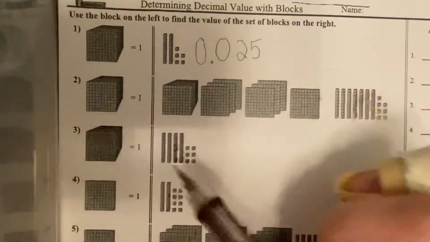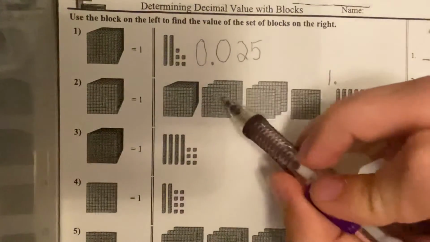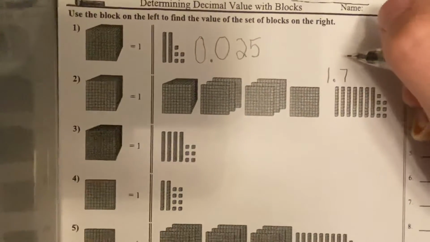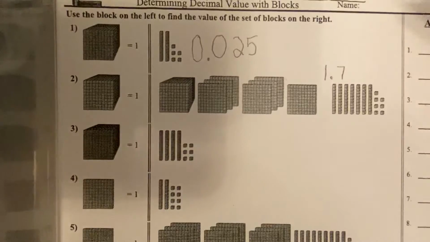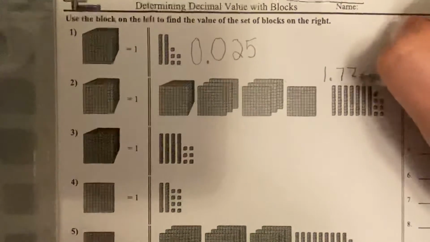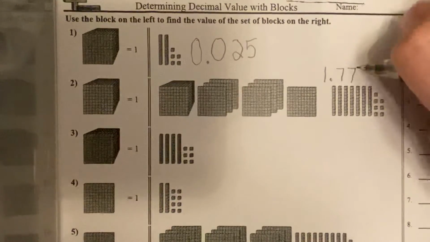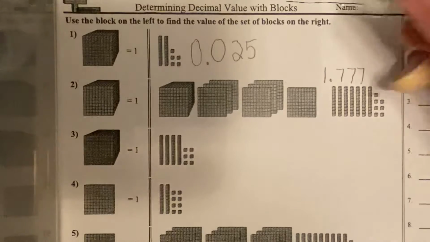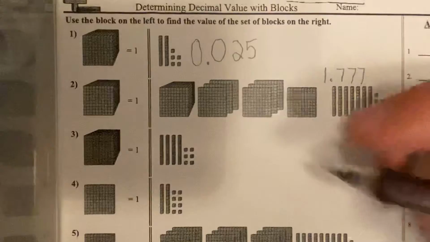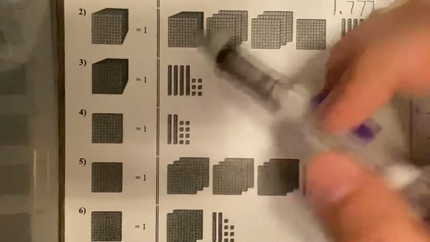My next one, cube is still a whole. Well, I have 1 cube. I have 1, 2, 3, 4, 5, 6, 7 rods or flats, which is my tenth. 1, 2, 3, 4, 5, 6, 7 rods or my hundredths, and 1, 2, 3, 4, 5, 6, 7 units or my thousandths. So I have 1 and 777 thousandths.